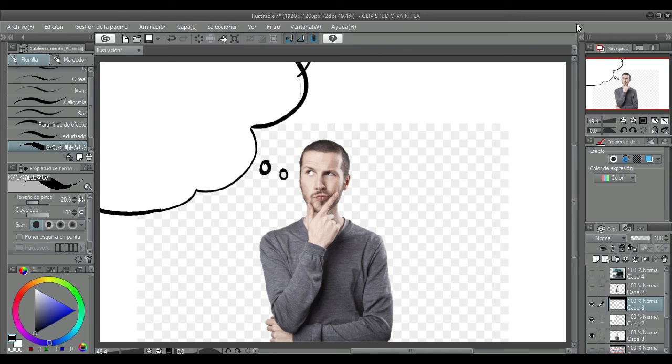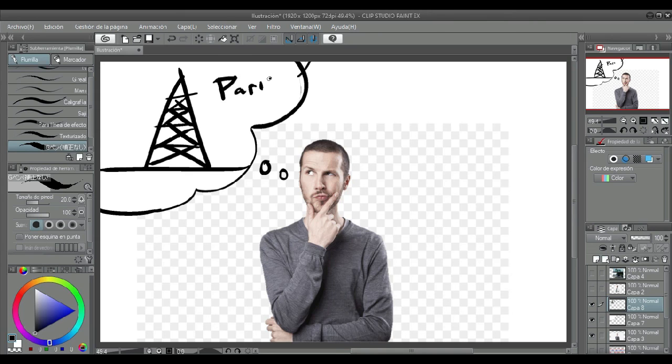So, let's have other examples. Alright, with the same guy, let's say he is thinking of France, let's say the Eiffel Tower. Imagine this is the Eiffel Tower. No, it's not Pemex. It's Paris. It's not Pemex. Let's say here a flag. A flag of France. And a baguette because France.